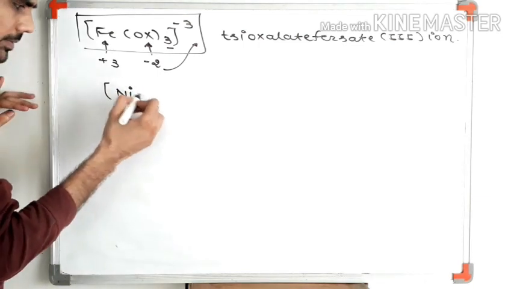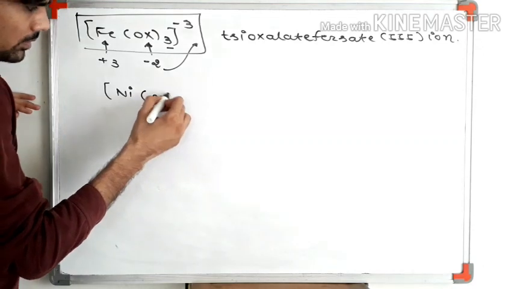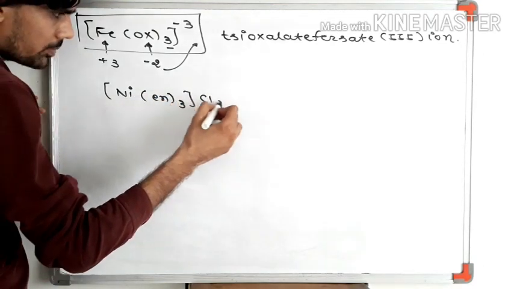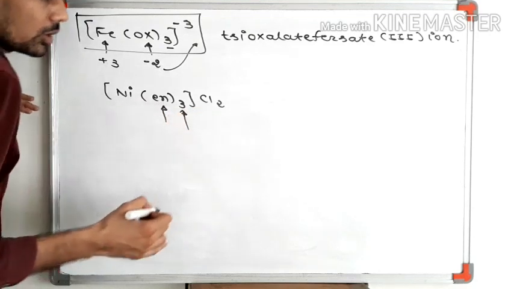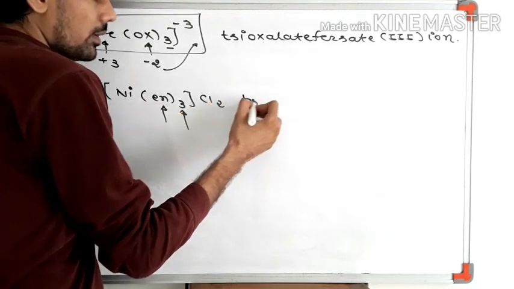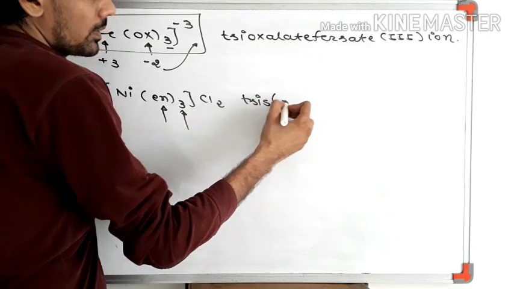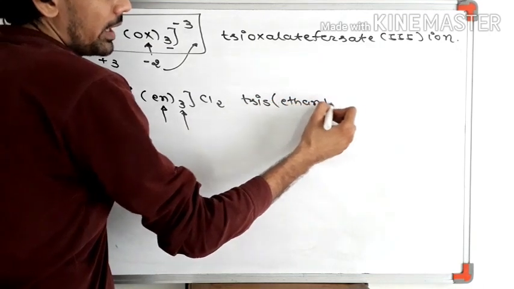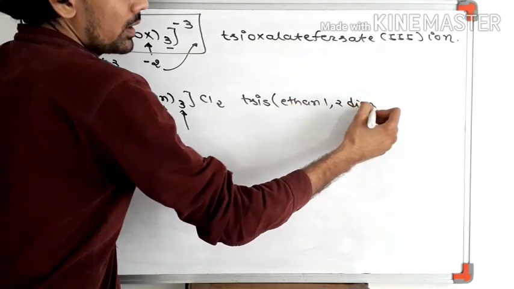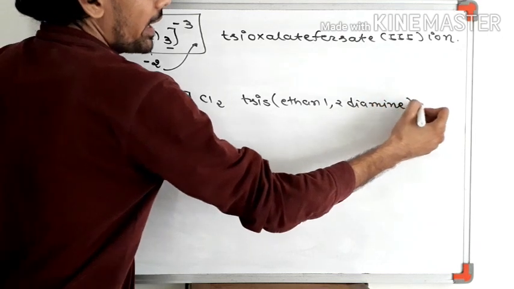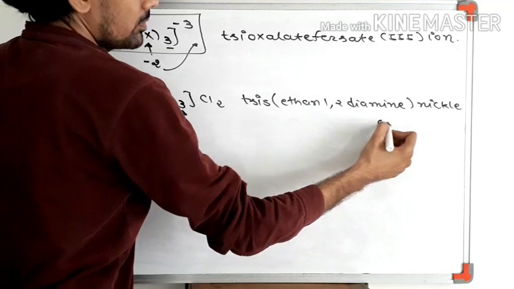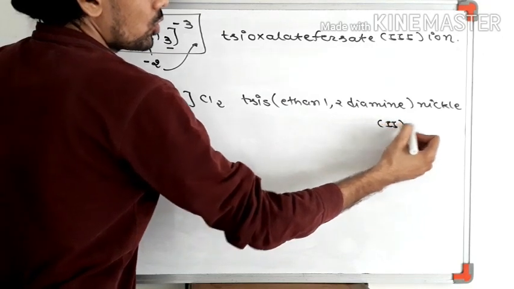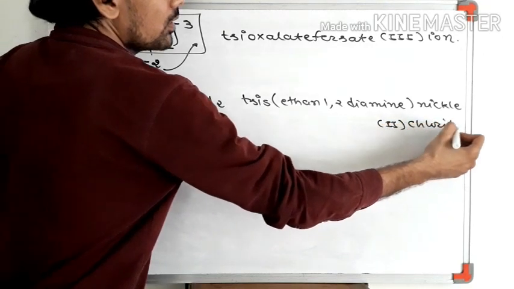Like [Ni(en)3]Cl2. Now it is an organic ligand. 3 means tris, so tris(ethane-1,2-diamine)nickel 2 chloride.